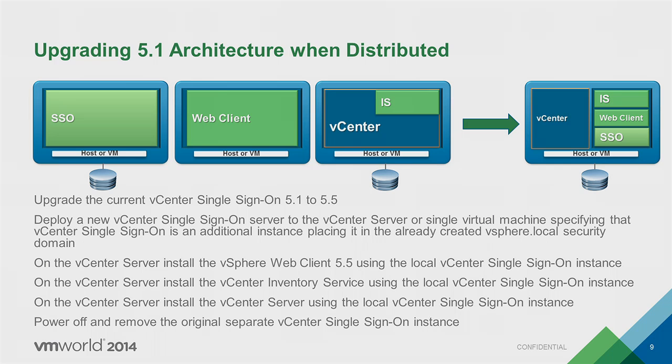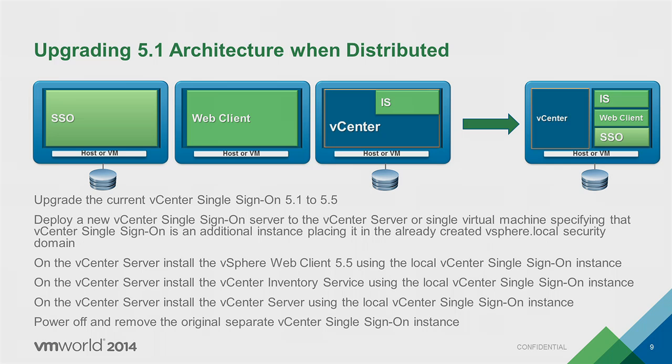I have an external SSO, I have my VC, I want to put everything on that one machine. I install SSO on the vCenter server. I partner it with the external SSO at that point. That way I get any information that was in my SSO environment ported over to the SSO instance local to my VC. Nothing's using that SSO that we just installed at this point.